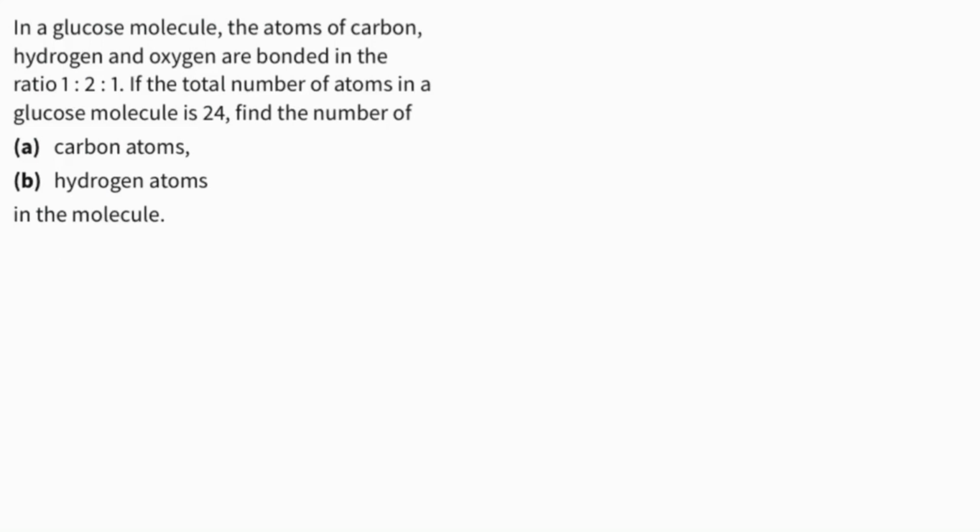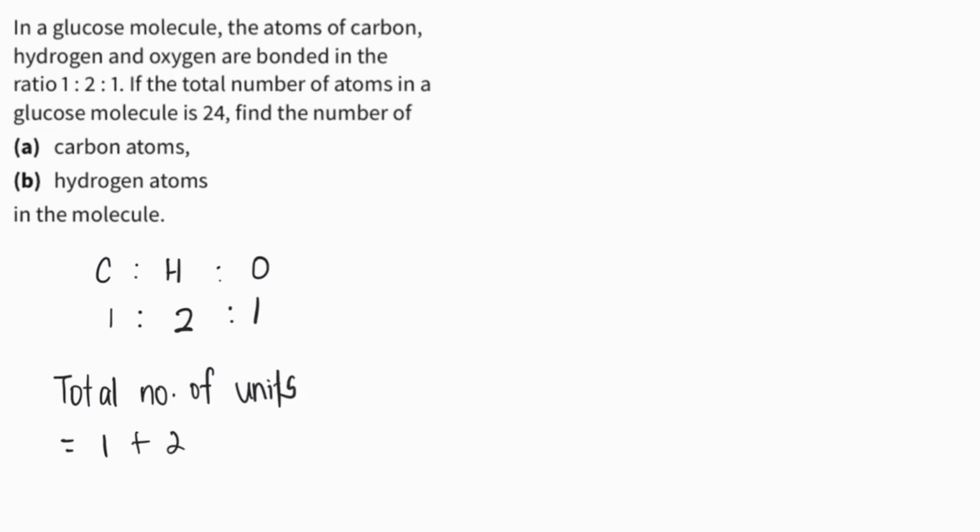Hello everyone, welcome to this problem where we are given the ratio of carbon to hydrogen to oxygen as 1 : 2 : 1. So the total number of units would then be 1 plus 2 plus 1, which is 4.